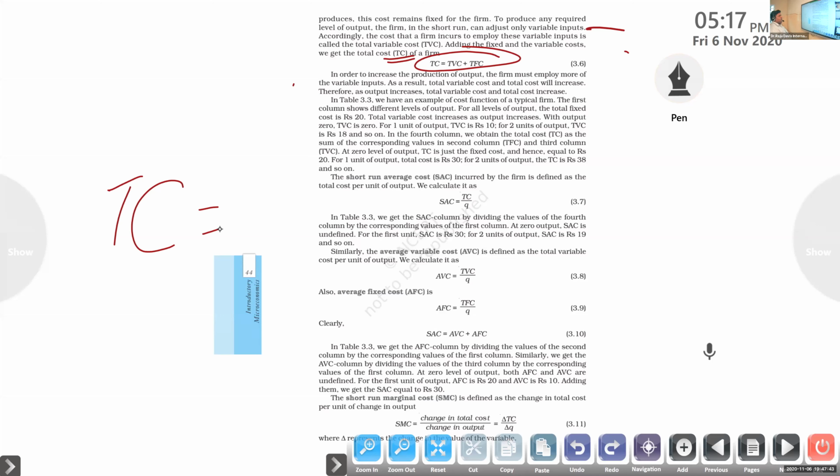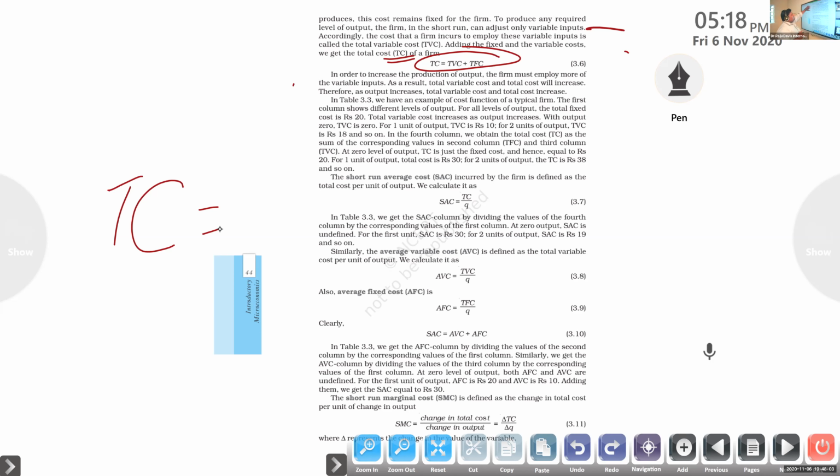Here TC means the total cost of the firm. Total cost of the firm is equal to the cost of the variable factor plus the cost of the fixed factor, which means the total variable cost plus the total fixed cost. Here it is, TC is equal to TVC plus TFC.